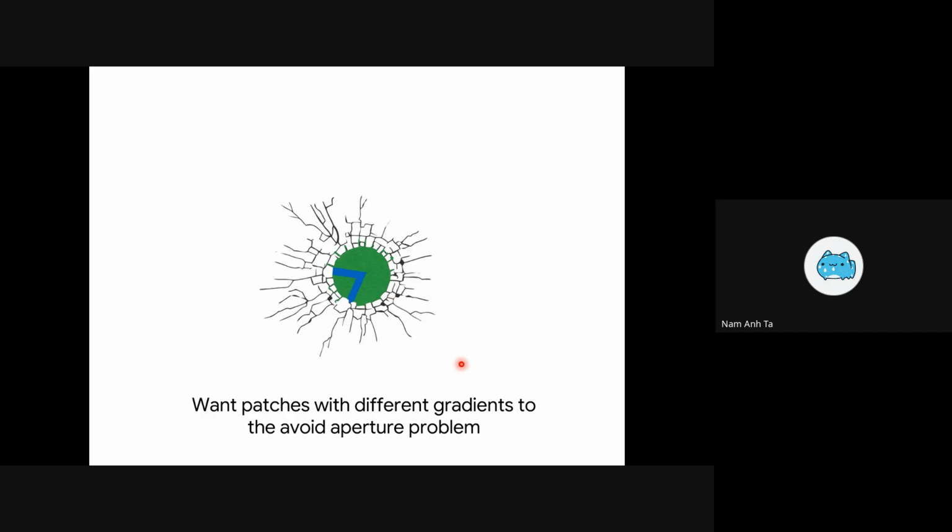We need patches with different gradients so we can avoid the aperture problem. To avoid the aperture problem, we specifically select regions with rich structure, like corners or edges, for checking. So this is why methods like the Harris corner detector are so important.